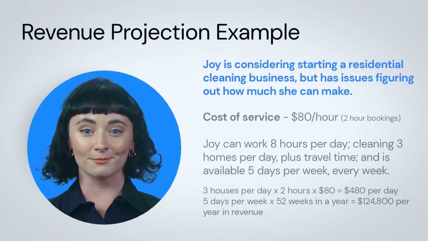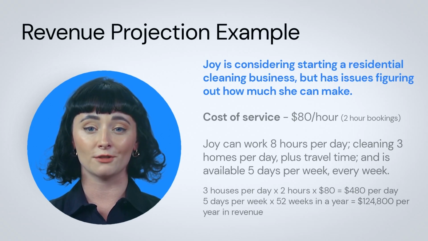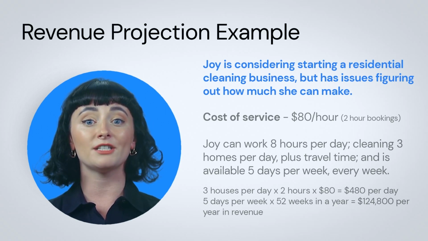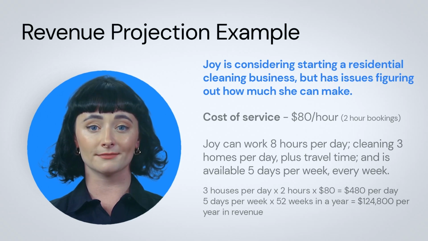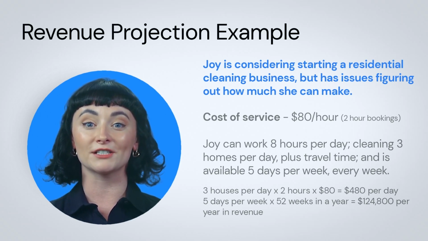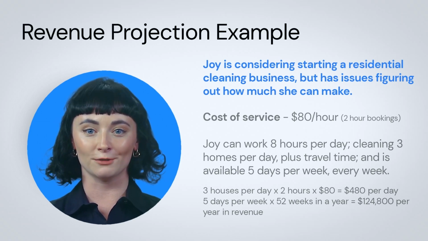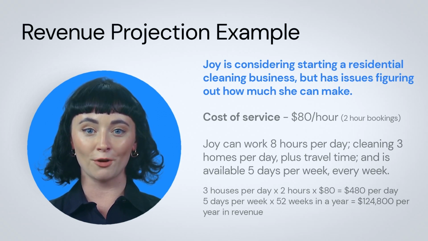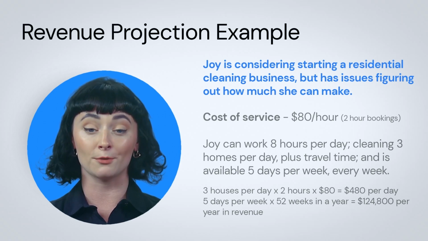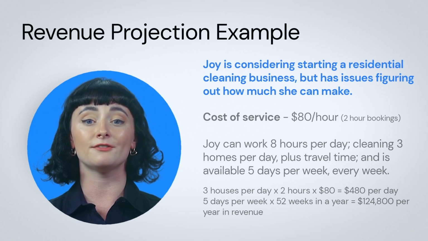In this example, let's assume that Joy wants to start a residential cleaning business. She is currently trying to determine her financial statements to see how profitable her business would be if she was to dedicate full-time hours to it. Joy has no previous sales numbers and is trying to work the revenue projections backwards based on her capabilities. Joy's cleaning service would cost $80 per hour, with 2-hour bookings. This would mean that in an 8-hour shift that Joy is comfortable working, she would be able to handle 3 jobs with the in-between breaks and travel time.